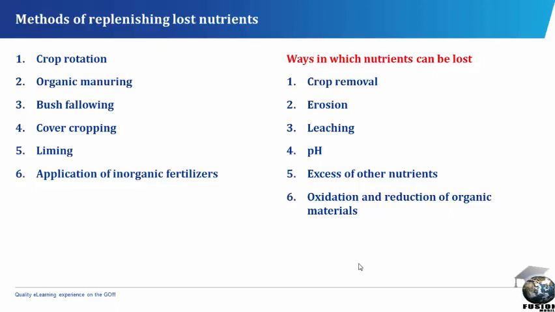Liming, as another method of replenishing lost nutrients, refers to the process whereby calcium or magnesium containing compounds are added to the soil to reduce soil acidity. Lime in agriculture helps to maintain soil fertility by reducing or neutralizing soil acidity.